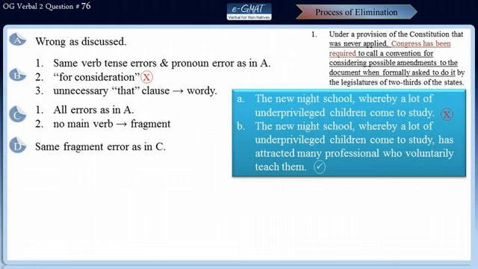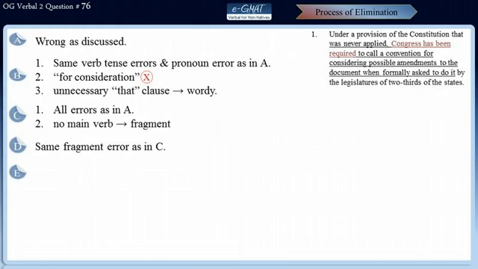So we are left only with choice E now, and choice E is the correct answer because both the verb tenses have been taken care of. We now have the correct idiom expression to consider, and the pronoun it has been replaced with to do so. So choice E is the correct answer for this sentence.